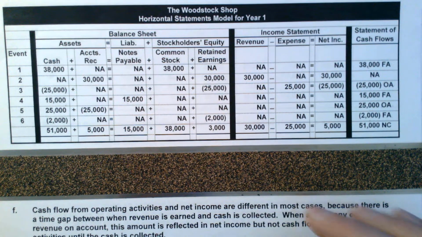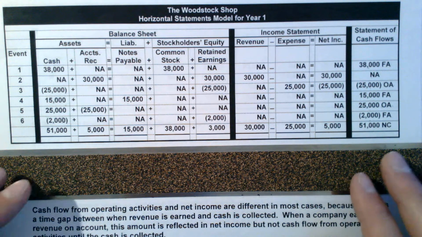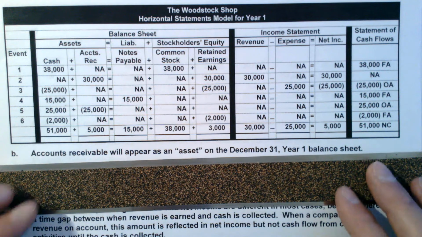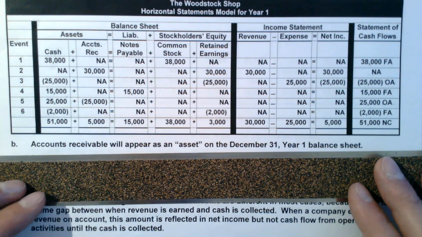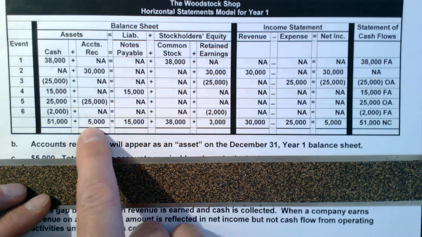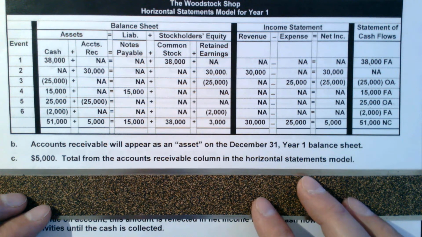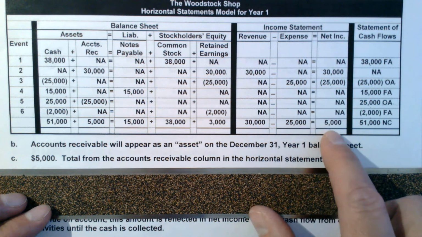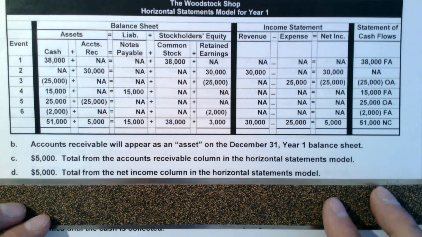So B, what would accounts receivable? Would the accounts receivable appear in the assets, liability, or stockholders' equity? It would be an asset on December 31st. It's something we own. Next question, determine the balance of accounts receivable at the end of the year. Well, that would be this $5,000 right here. Determine the amount of net income that would appear. That's this $5,000 net income right here, revenues minus expenses.